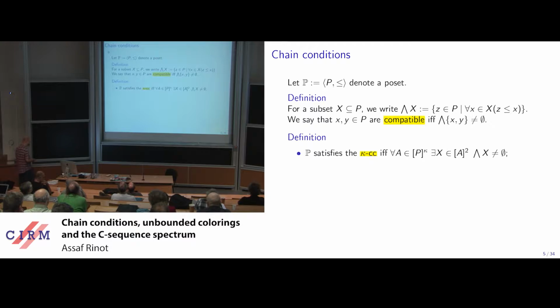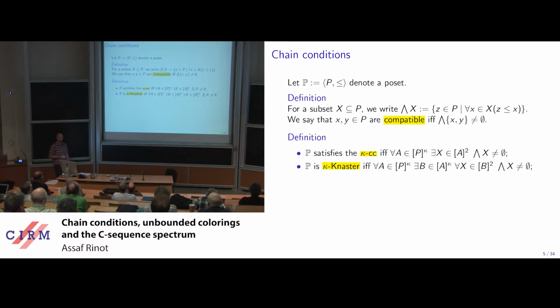So now we arrive at the basic definition of the kappa chain condition. P satisfies the kappa-c.c. if and only if, whenever you're given a set A of cardinality kappa, you can find a subset X of cardinality 2 that has a meet. So basically, if you give me a subset of size kappa, I can find two elements that are compatible. This is kappa-c.c. And then we arrive at something a little bit stronger: the kappa-Knaster property. For every subset of size kappa, there is a subset B of size kappa such that any two elements from B are compatible.